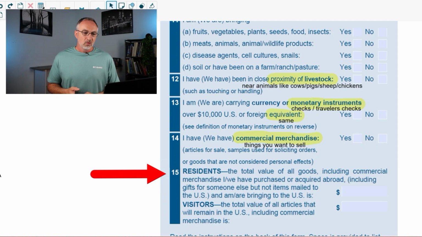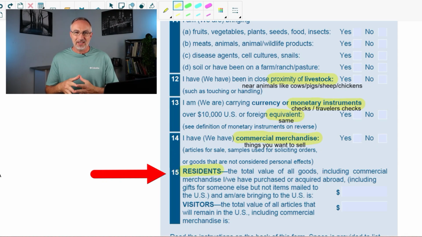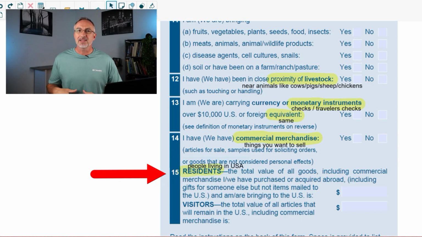Number 15, residents. By residents, as I said at the beginning, residents are people living in a country. So if you're a resident in the United States, it means you live here normally. And 15, it says the total value of all goods, including commercial merchandise that I or we have purchased or acquired abroad, including gifts for someone else, but not items mailed to the US. And I am bringing into the US is, so here, again, they want to know if you're bringing something into the country that you want to sell, how much is it worth?